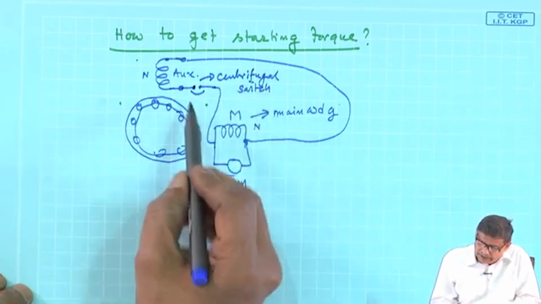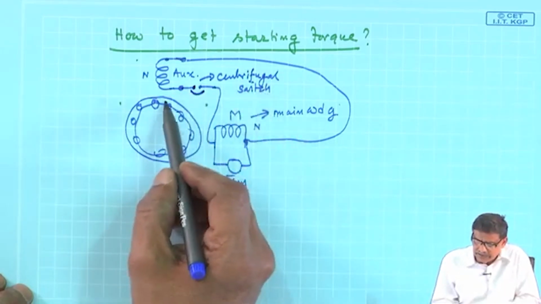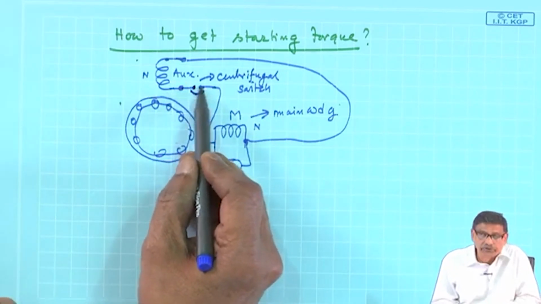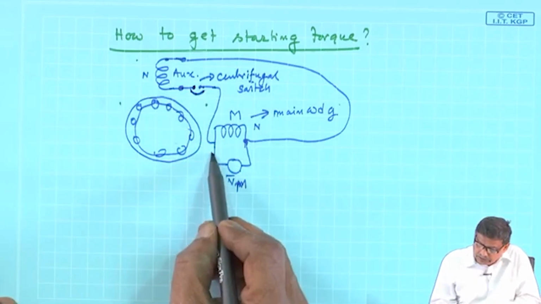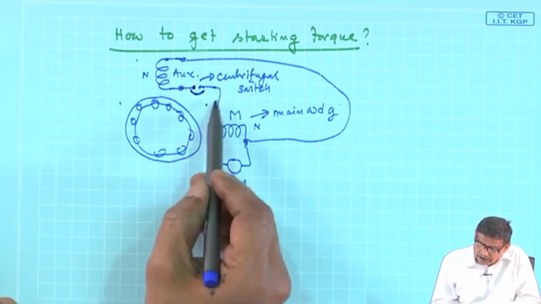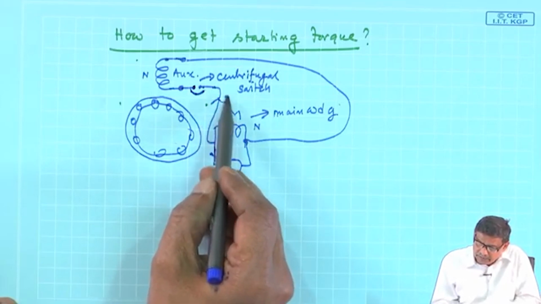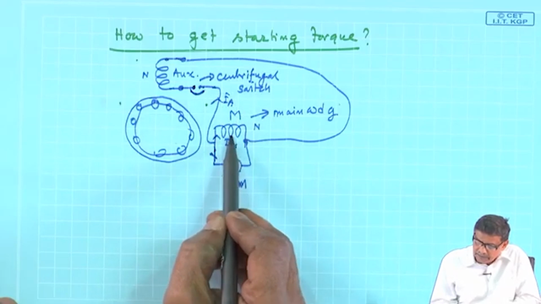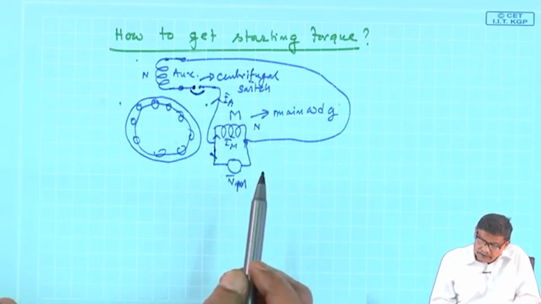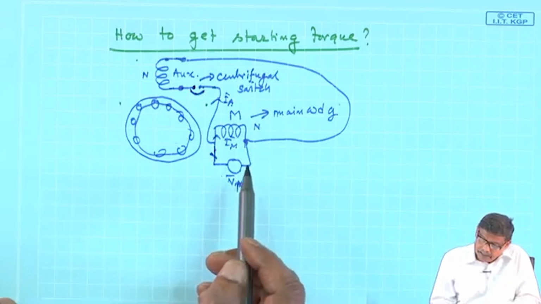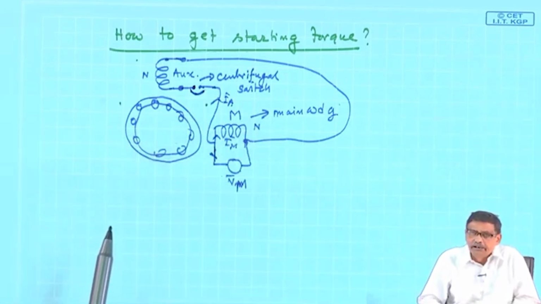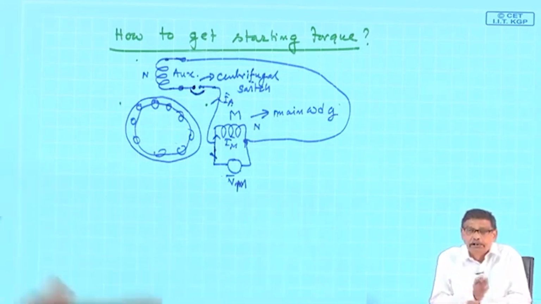This centrifugal switch is such that when the speed is very low or 0, it is closed. So, you switch on the supply here, there will be current in the auxiliary winding, there will be current in the main winding, and you will find the machine is having some starting torque. It may have starting torque because now 2 windings in quadrature are present.